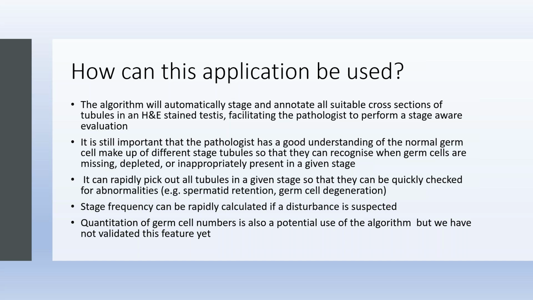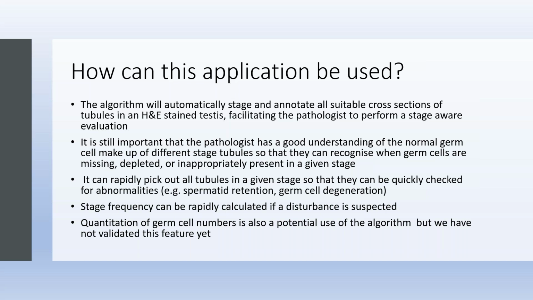So if the pathologist thinks that they can see some spermatid retention going on, rather than just hunt all around the testis for the appropriate stage to examine it, they can pull out all of the stage 11 tubules and go and check whether there's spermatids retained around the lumen.